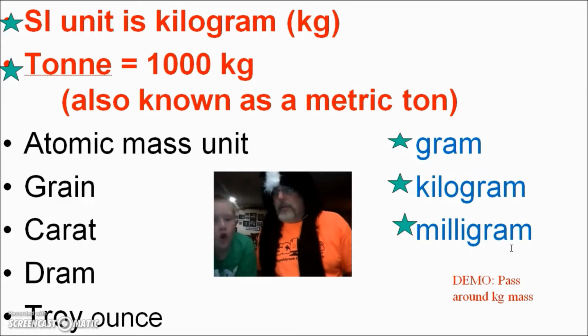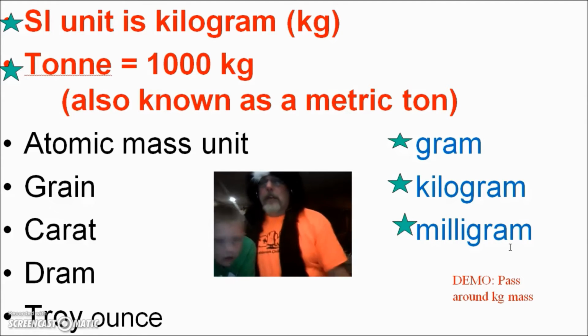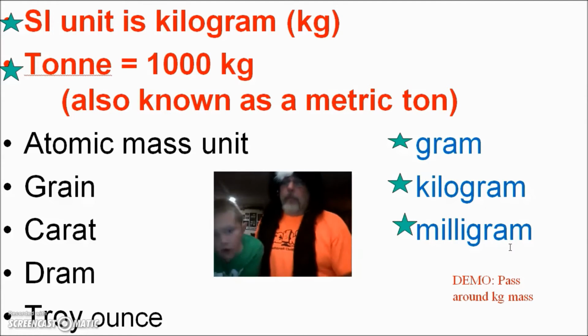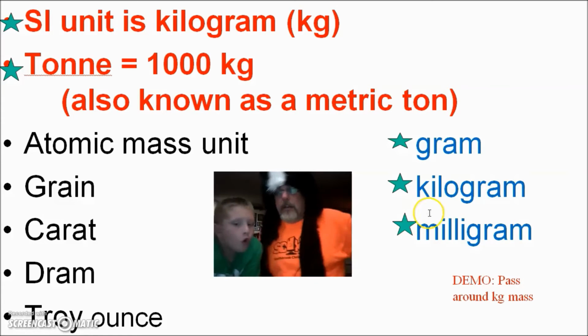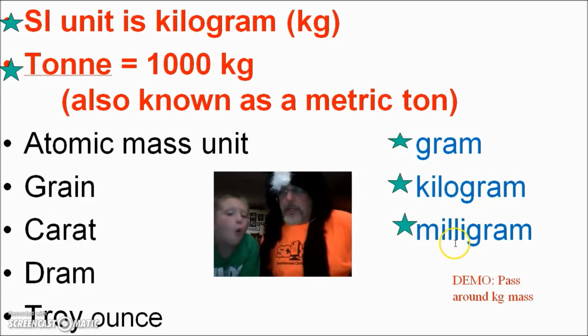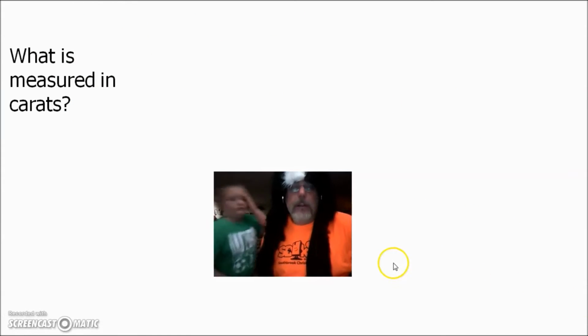The milligram is often used in medicine. The abbreviation for gram is g, the abbreviation for kilogram is kg, and for milligram is mg. Pretty straightforward.